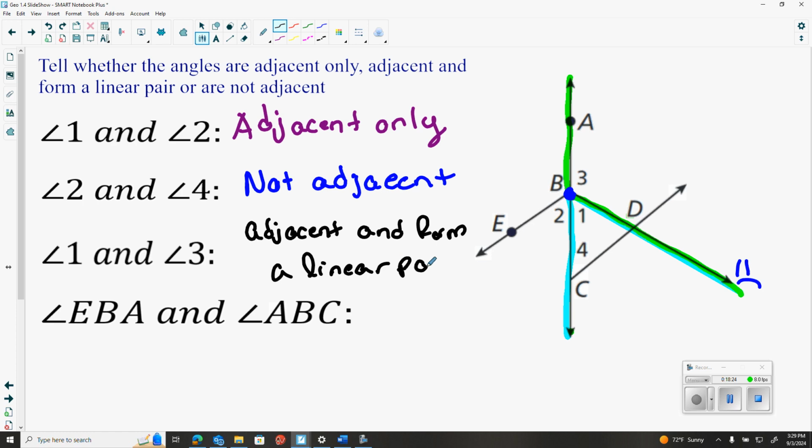Eventually, you can just say linear pair, because if you're telling me linear pair, I know you know they're adjacent. But for now, you can write that. All right, and let's do the last one.